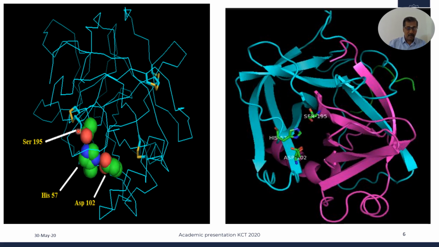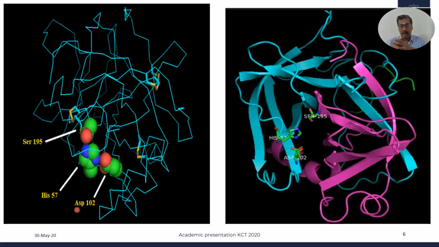So here you can see this is serine. This part is serine. The red color ball indicates oxygen, and the blue color ball indicates nitrogen of histidine. So serine 195, histidine 57 and aspartate 102. See, the positions are different. At the 195th position serine is present, at the 57th position histidine is present, and at the 102nd position aspartate.